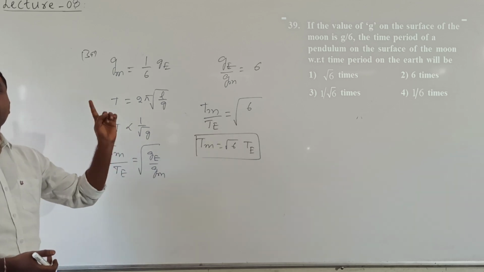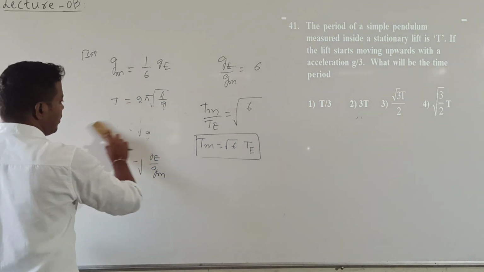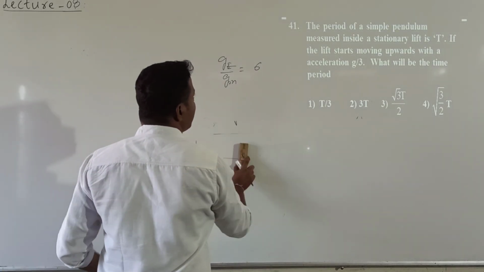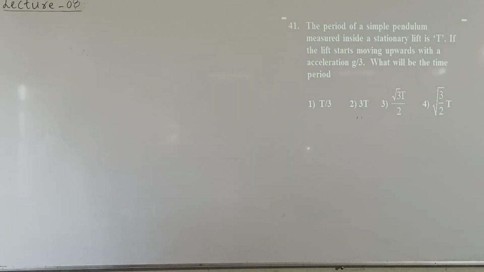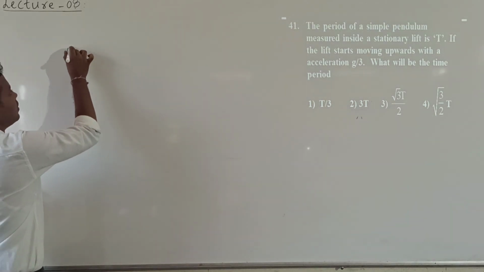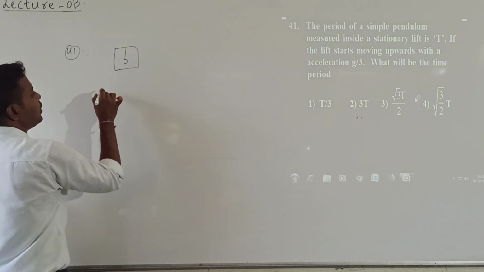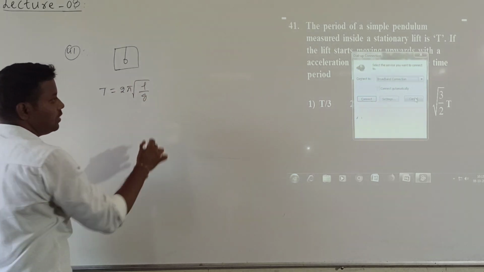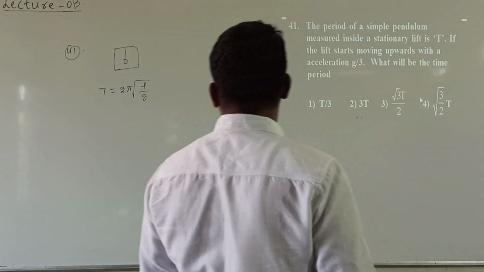So this is question number 39. Next, question number 41. What is this question? The period of a simple pendulum is measured inside a stationary lift. If the lift starts moving with an acceleration, then... Initially there was one lift, and to this lift one pendulum was attached. When the pendulum is attached, the time period formula is 2 pi into root over L by G. So this is the case when the lift is at rest.